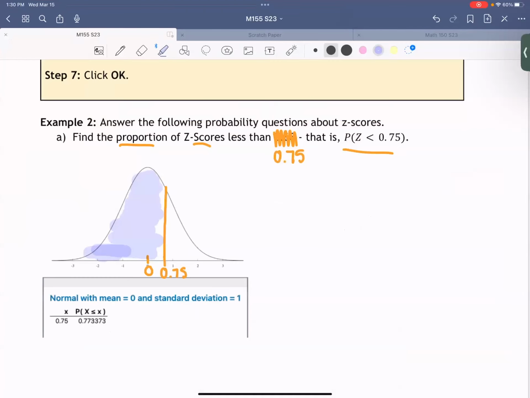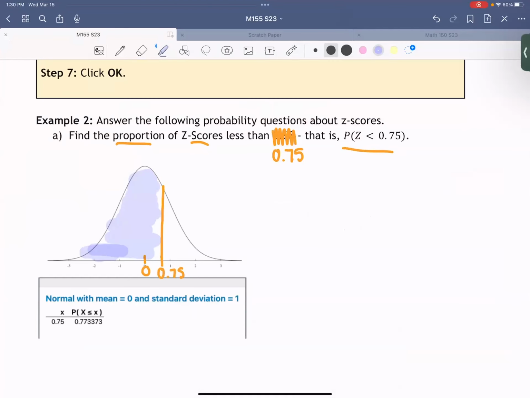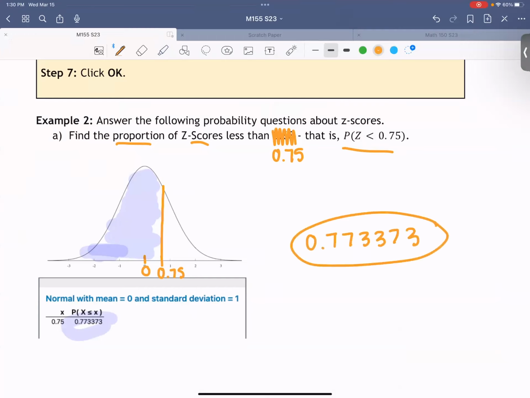Basically, once I'm done doing that, I know what my probability is. It's literally right there. So my answer is 0.773373. That's the answer to the question. All right. Any questions on example number 2?